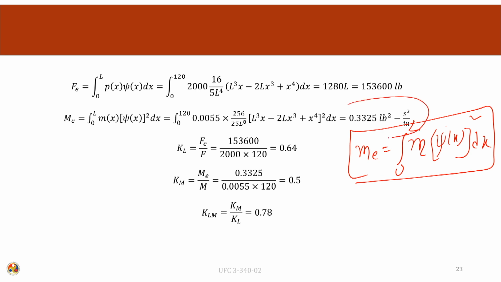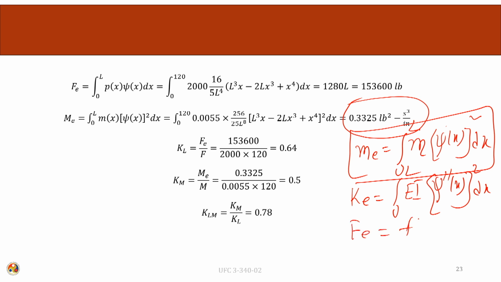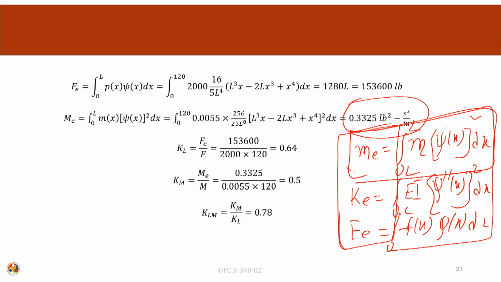So, this gives the equivalent mass, then equivalent stiffness, the flexural rigidity, times the differential of the shape functions squared dx integrated over the entire length, and the forcing function, the distribution of the forcing function f(x) times the shape function xi(x) dx integrated over the entire length. So, using these equations we can calculate our equivalent mass, equivalent stiffness and equivalent forces.